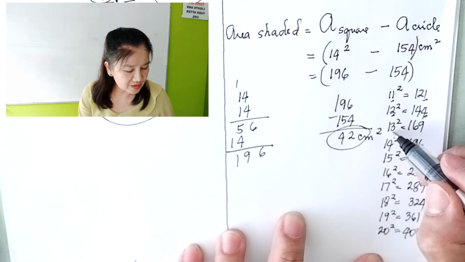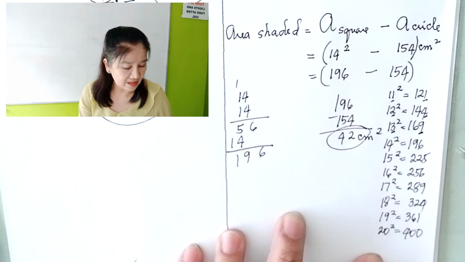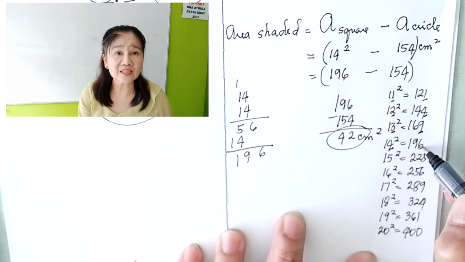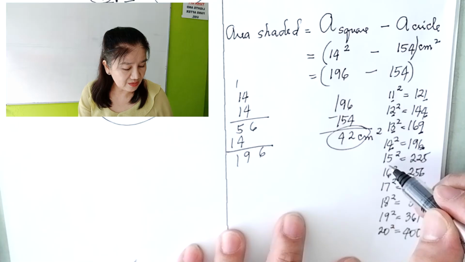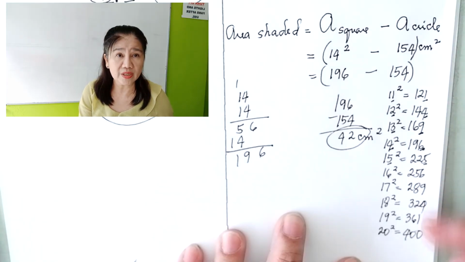Okay. 13 squared, 3 times 3 is 9. So the last digit here is 9. 4 times 4 is 16. So the last digit is 6. So 15, 5 times 5 is 25. The last digit is 5. And so on and so forth.